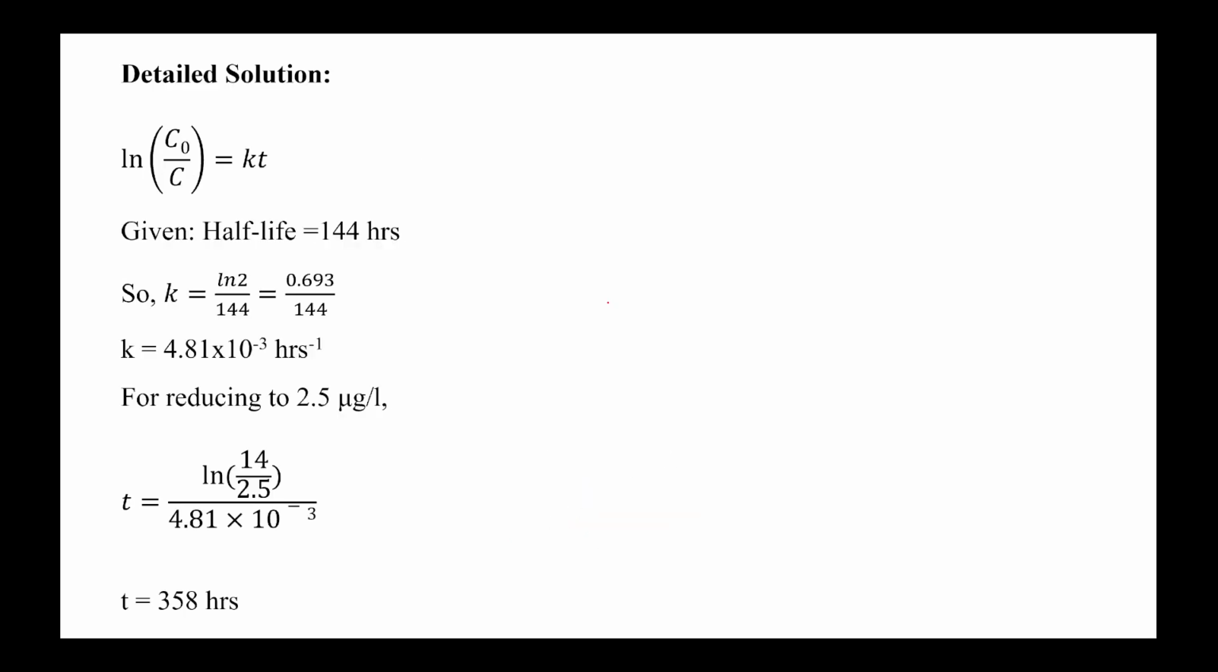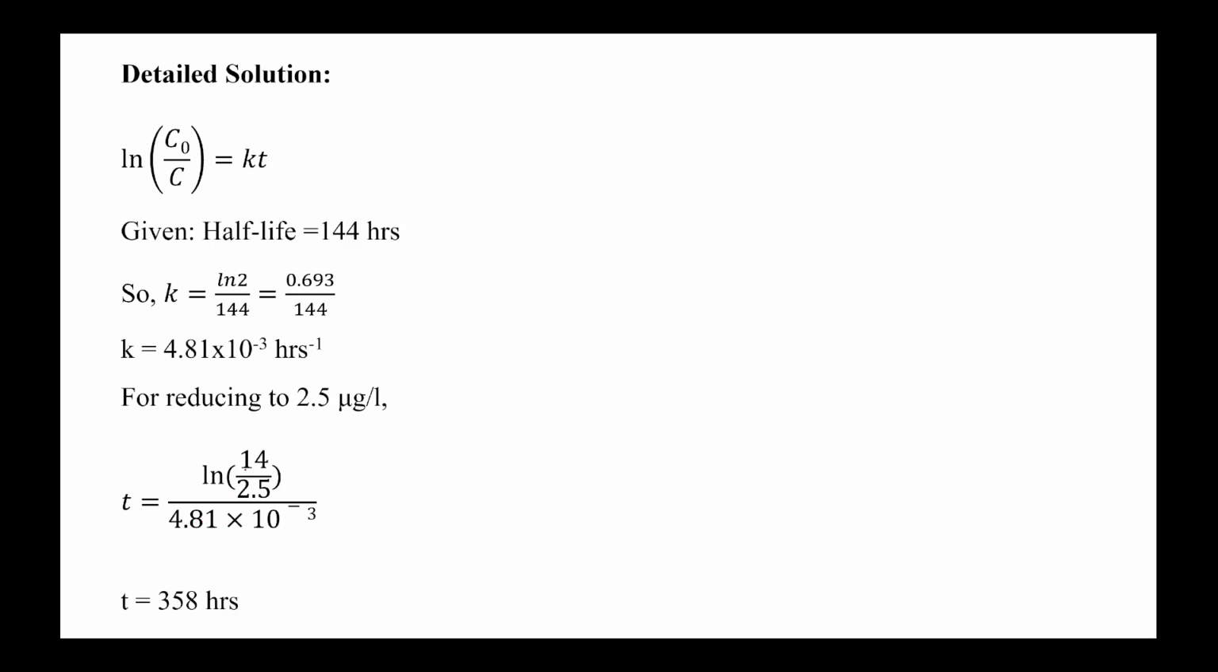So here's the solution. So the correct answer is option D. So from the half-life, we first calculated the K. The K was coming to 4.81 into 10 raised to the power of minus 3. Okay. Then you again have to put these values in this equation. So you have the K as 4.8 into 10 raised to the power of minus 3. And then you have the initial concentration as 14, the final concentration as 2.5, the value of K. Solve this and you will get the answer for T.